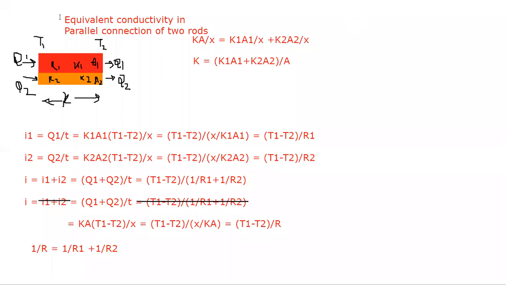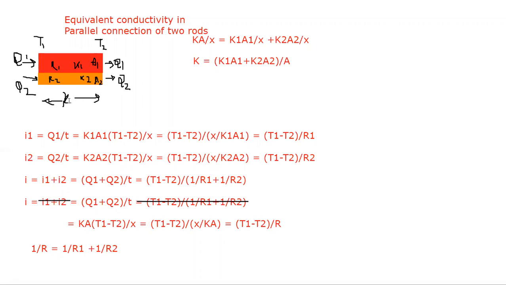So the topic for today's discussion is finding out the equivalent conductivity in the parallel connection of two rods. We have taken here two rods. One is the red color one and second is the yellow color one. The red color rod has a cross-sectional area of A1, conductivity of K1 and a thermal resistance of R1. Whereas the orange color rod has a thermal conductivity of K2, area A2 and thermal resistance of R2.